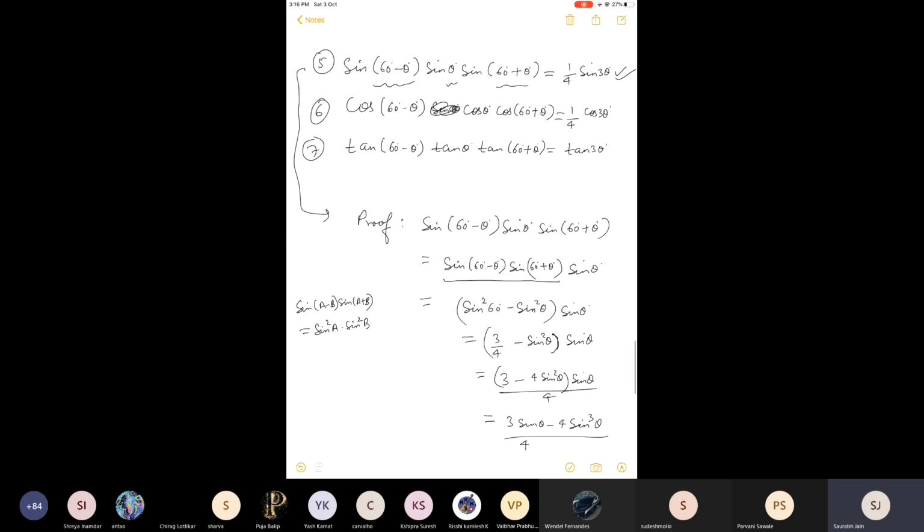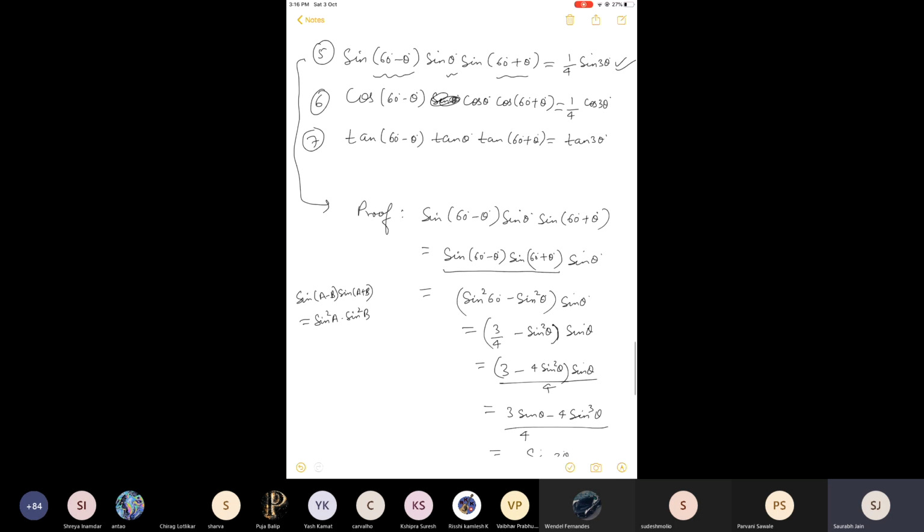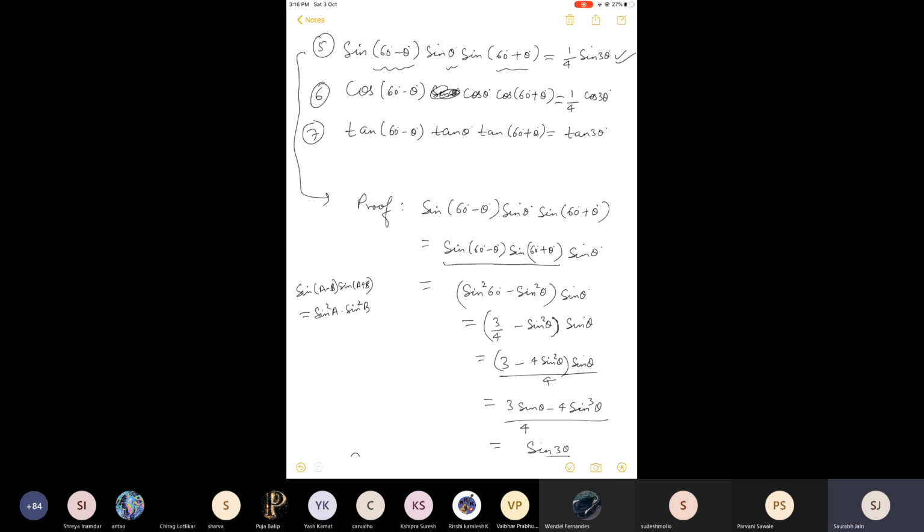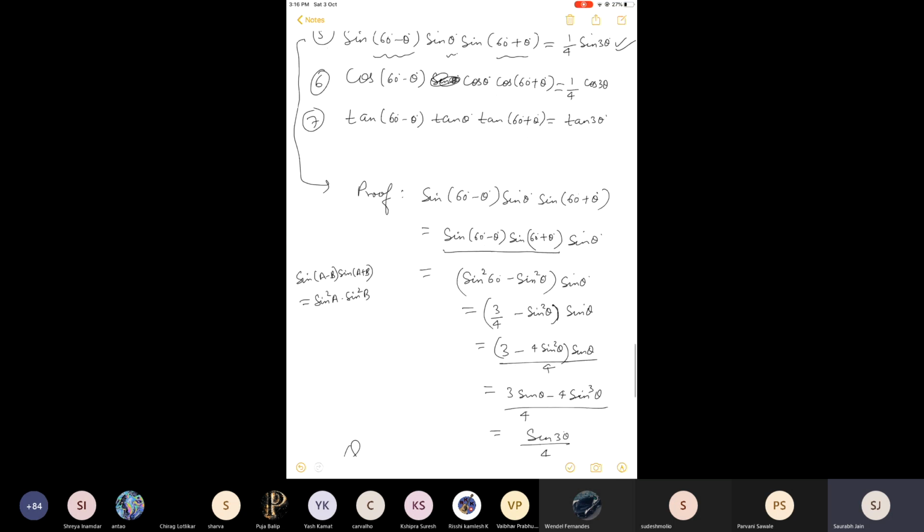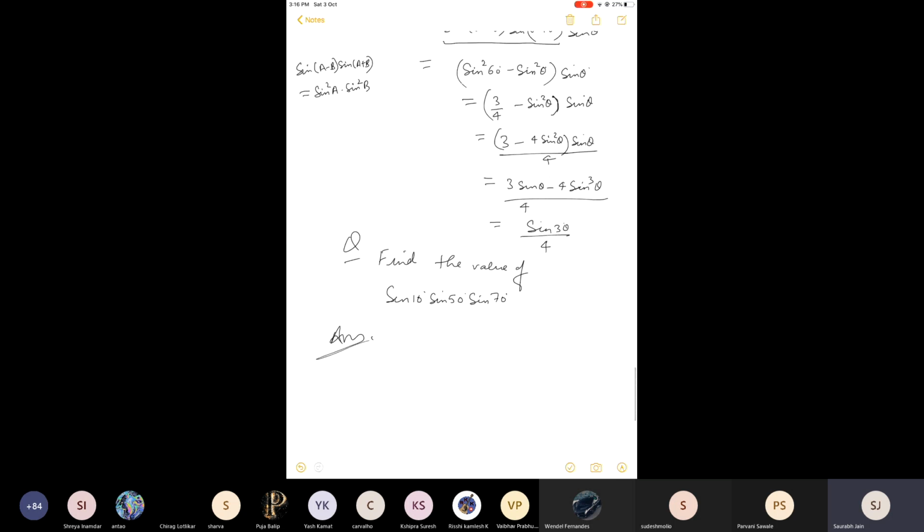But for that, I told you that the question should be in this form: sine 60 minus theta, sine theta, sine 60 plus theta, and then it will give you the answer in a single trigonometric ratio, that is 1 by 4 sine 3 theta. Let us see if it is possible here. Yes, it is definitely possible, because if I assume that in place of theta I am putting 10, so this is sine 10. What is this? This is sine of 60 minus.